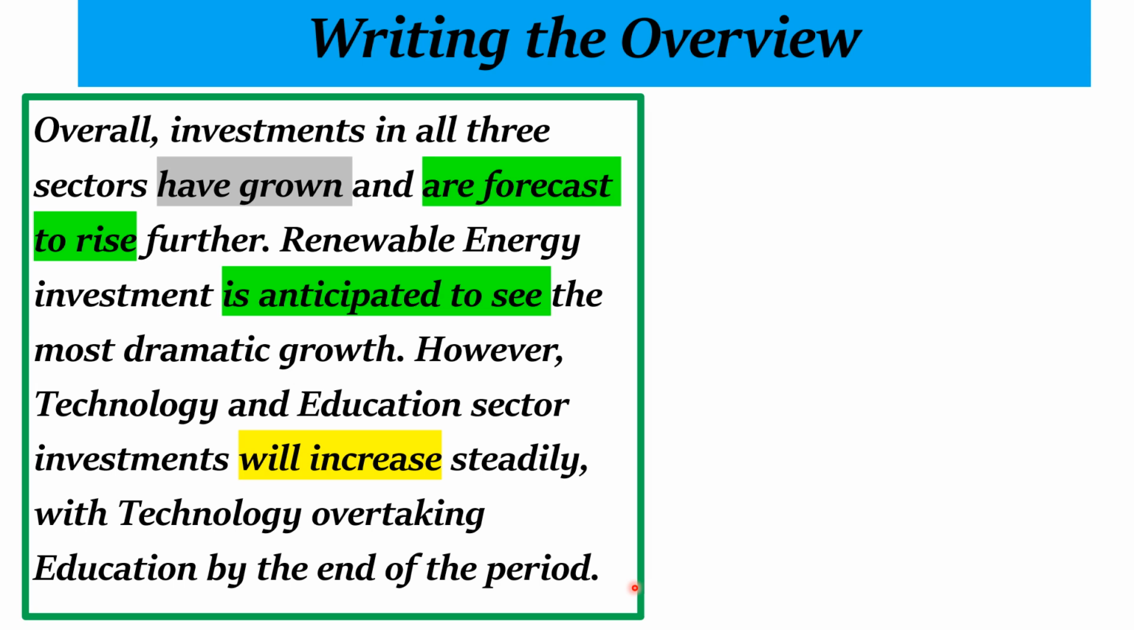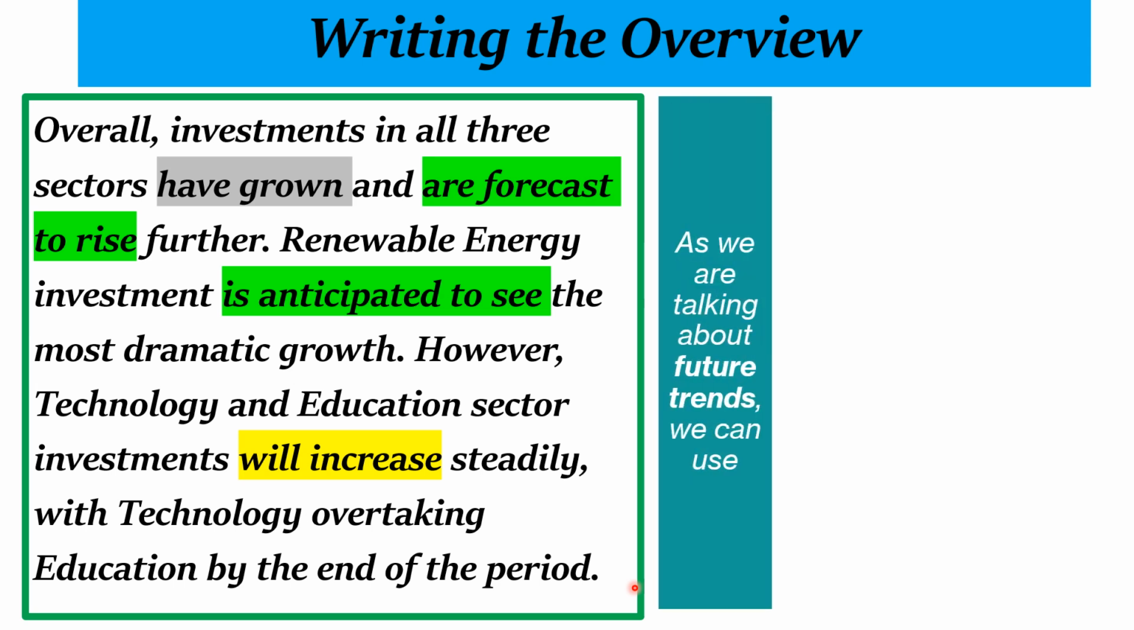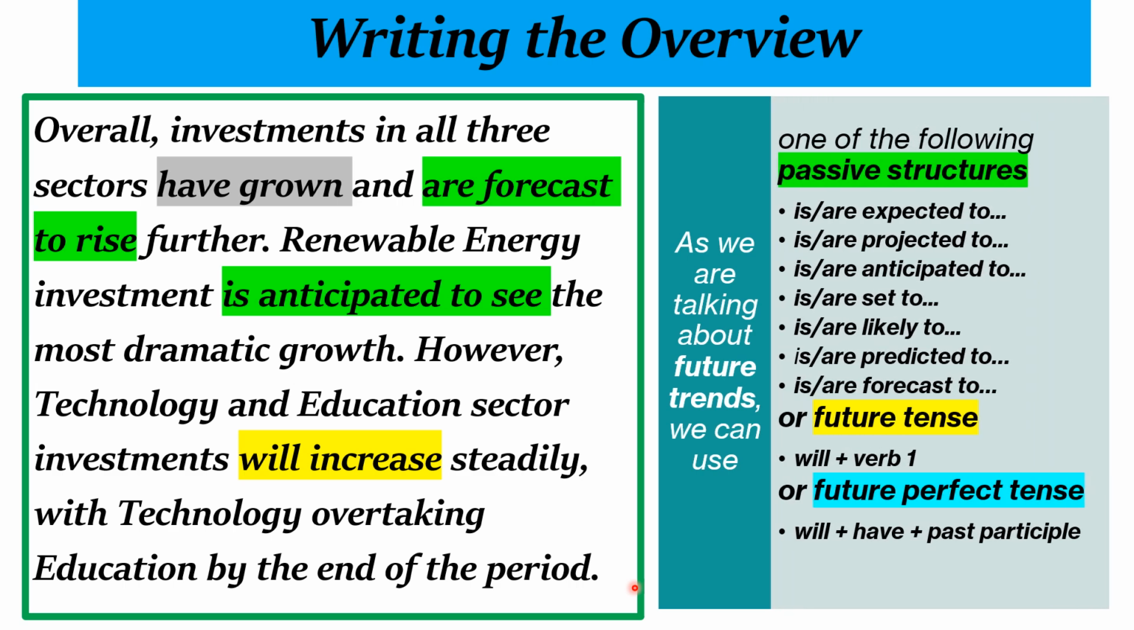Let's take a moment to look at the language we use when describing future trends. Since we are discussing projections and expected trends, we commonly use passive structures as given here on the slide, such as is expected to, is projected to, is anticipated to, and so on. Or we can use simple future tense, that is, will plus base verb, or future perfect tense, that is, will plus have plus past participle, for clear future trends.